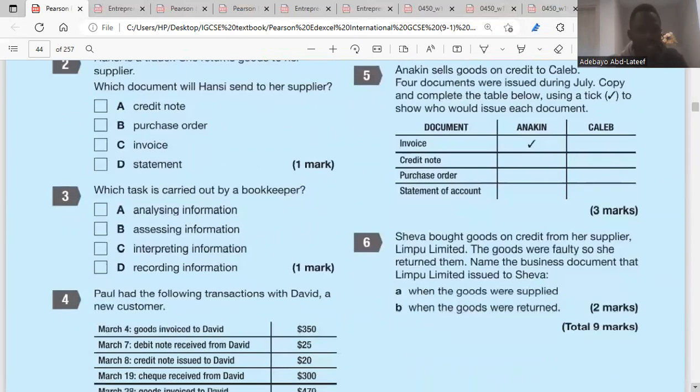Question 3. Which task is carried out by a bookkeeper? A bookkeeper will record information. You keep records, that's why you are a bookkeeper. Analyzing, assessing, and interpreting is the work of an accountant. But a bookkeeper is to keep records of the transaction. Is it clear, please?